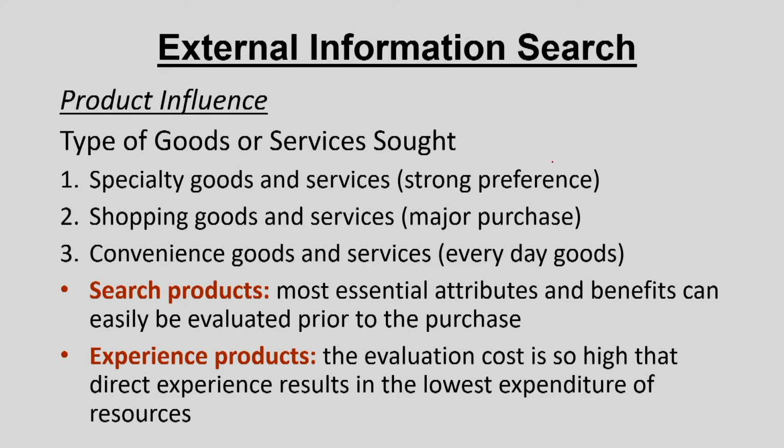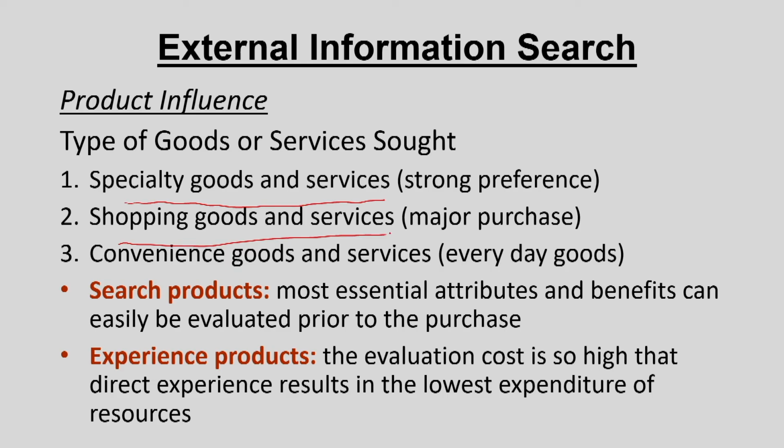Now there are certain product related factors which also define how much the external information search will be. For example, what is the kind of product somebody is looking at, whether it is specialty goods and services. If somebody is looking at specialty goods and services, something that you have a strong preference for, for example, art, and now you want to buy a piece of art, then the external information search will be very high, because the product is very dear to you, you have a strong liking for it, and you are going to invest a lot of money into it.